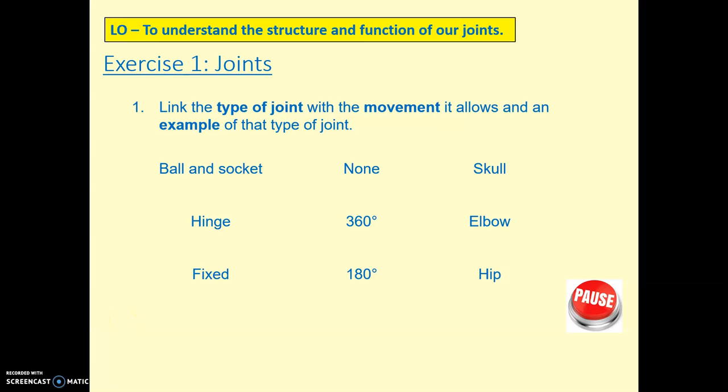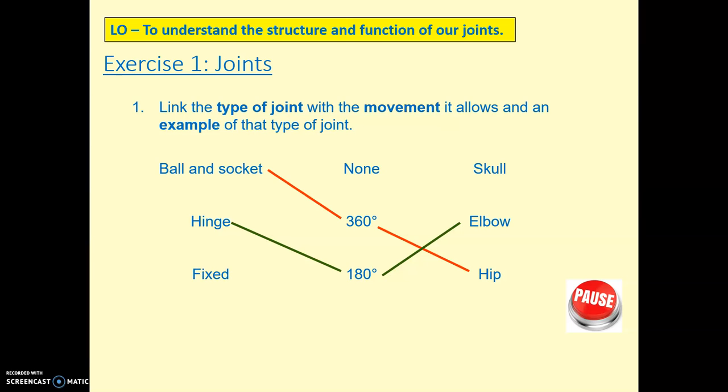So, the ball and socket joint, that is 360 degrees because it can completely rotate round. So it's 360 degrees round in a circle. An example being the hip, as I mentioned earlier. Okay, hinge joint is 180 degrees. 180 degrees, that means we move in 2 directions. And the most common example is the elbow.